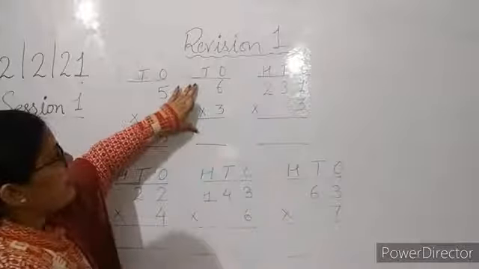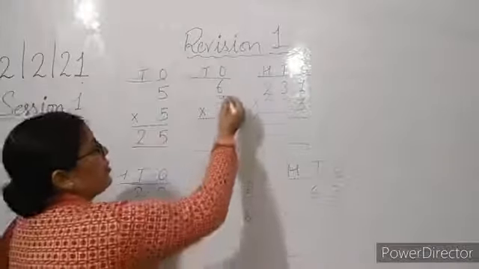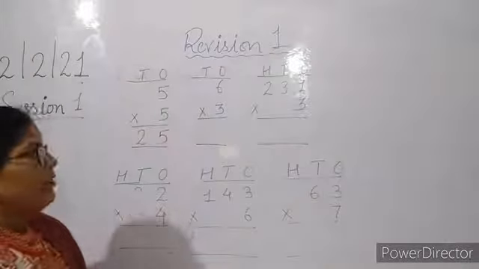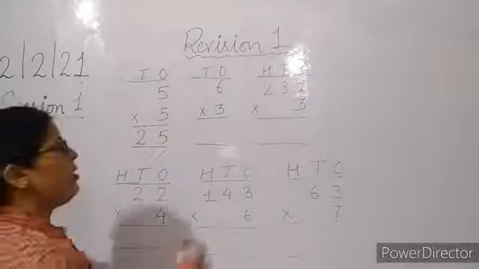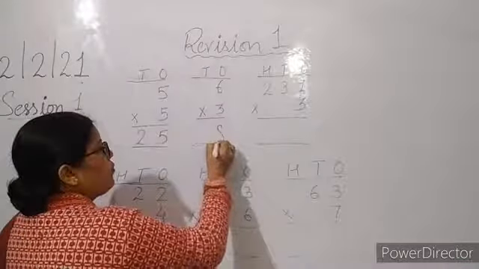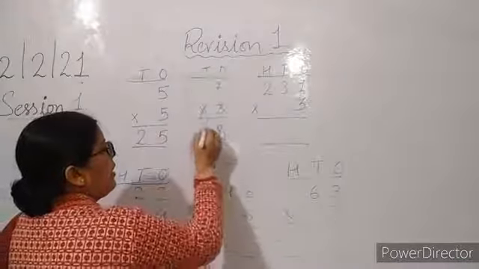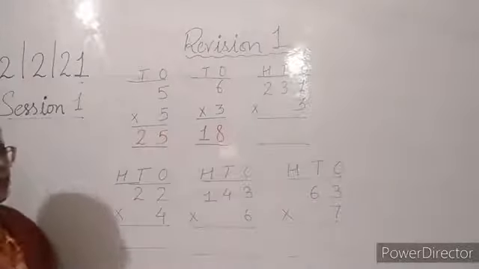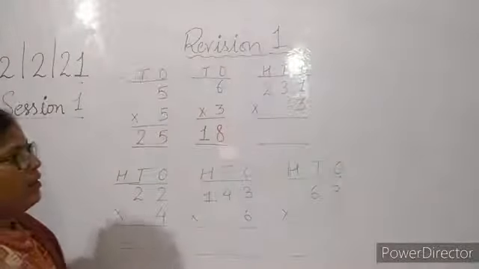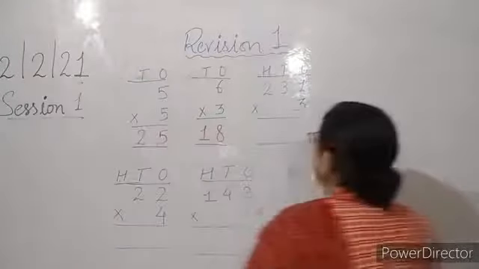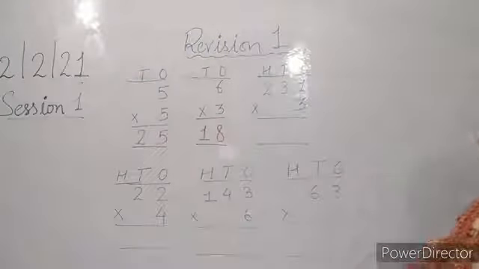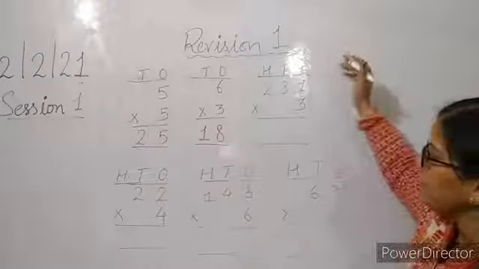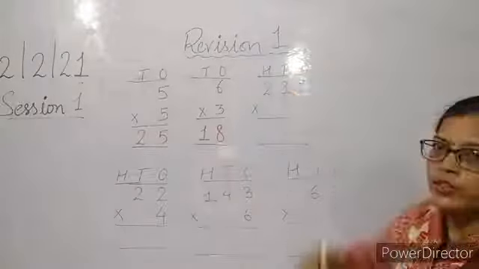Then the next question is 3 multiplied by 6. 3 6s are 18. Again we are getting a 2 digit number. So we'll write 8 at 1's place and 1 at 10's place. Now the next question is multiplication of a 3 digit by a 1 digit number. So we'll start multiplying from the right side. First we'll multiply with ones, then tens and then hundreds place number.